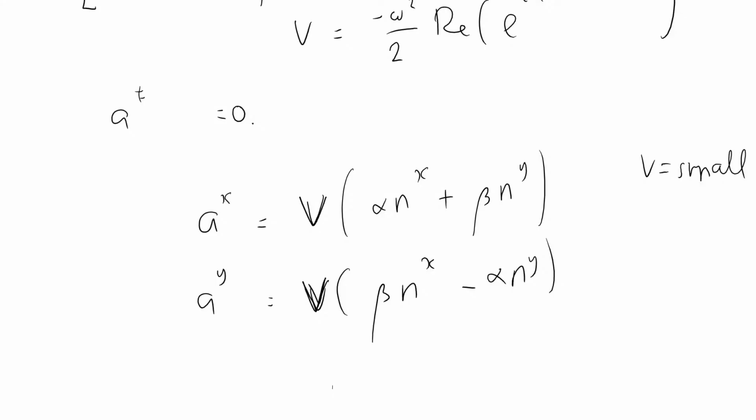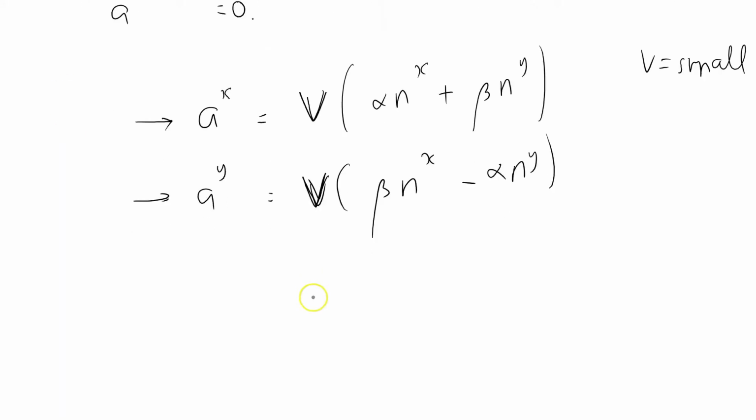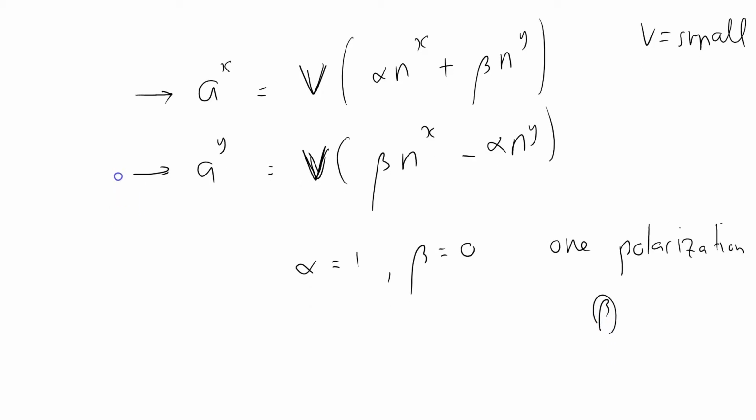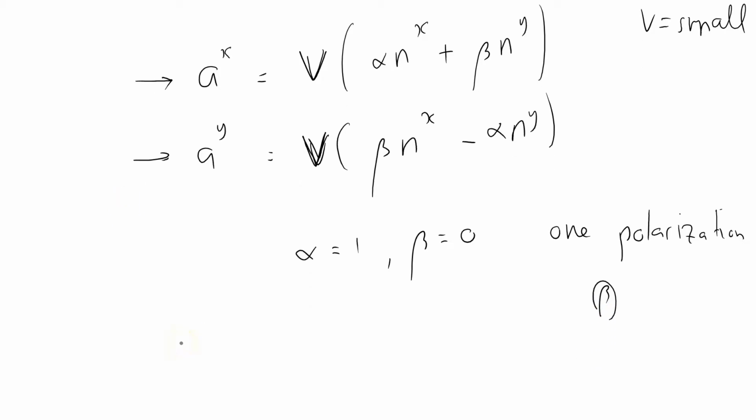General relativity, step by step. I've got these two expressions here for the x and the y components of acceleration of freely falling particles near my reference particle. I'm going to make a further simplification that alpha equals 1 and beta equals 0, so I'm just going to consider one polarization effectively. It'll just simplify the mechanics. I'll do the beta case next, but I'll do this one first.